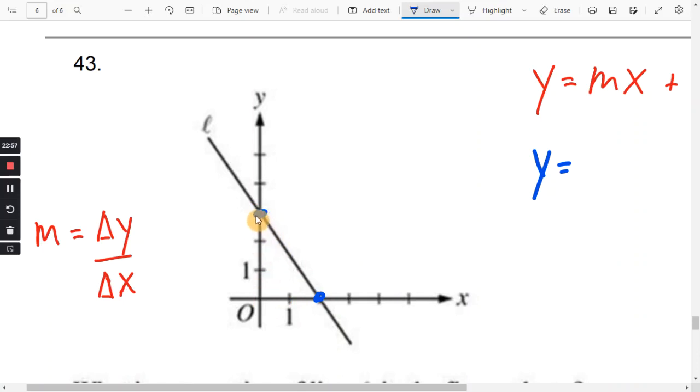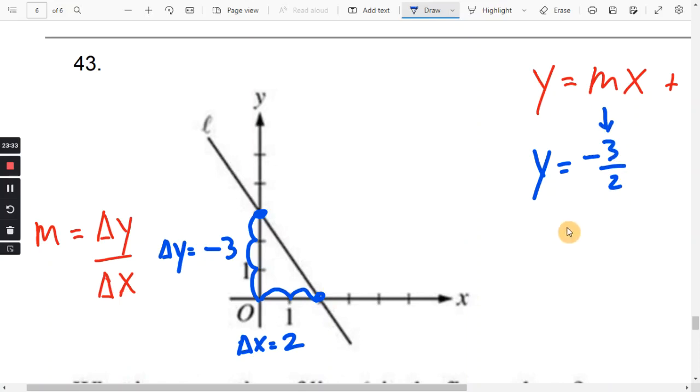So I'm going to start here, going down, 1, 2, 3. Now, since I went down 3, the change in y is negative 3, because I went down 3. And now starting here, I'm going to go 1, 2. Since I went right 2, the change in x is positive 2. All right, so change in y over change in x is going to be negative 3 over 2 for m. The slope m is negative 3 over 2. That's going to be times x.